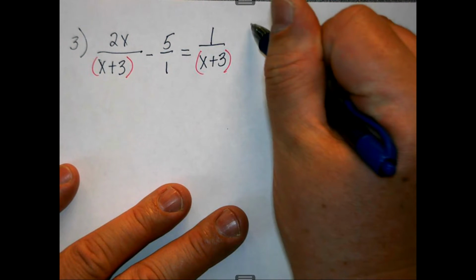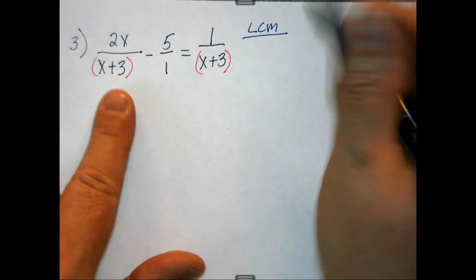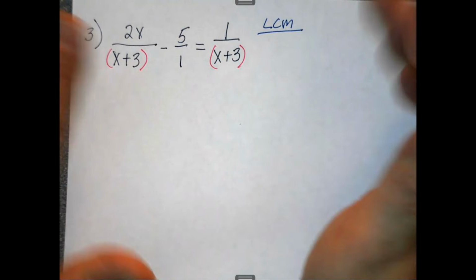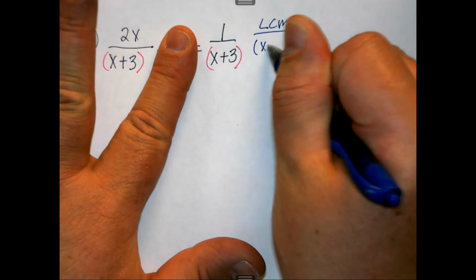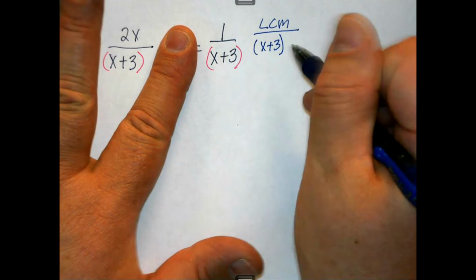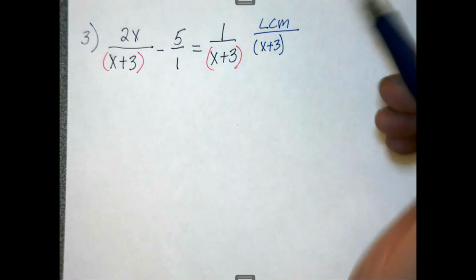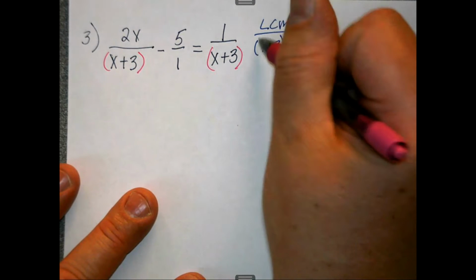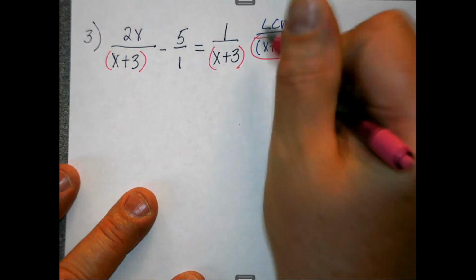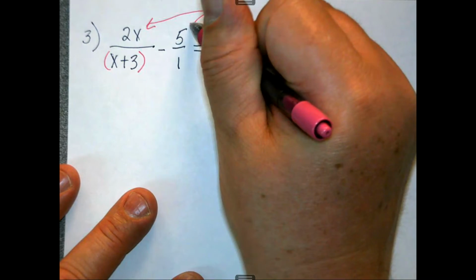Okay, what's my LCM? Don't say it all at once. I can't hear them all. This fraction, I have an x plus 3. This fraction's a 1. This fraction's an x plus 3. So there's my lowest common multiple. Going to multiply every fraction by the LCM.